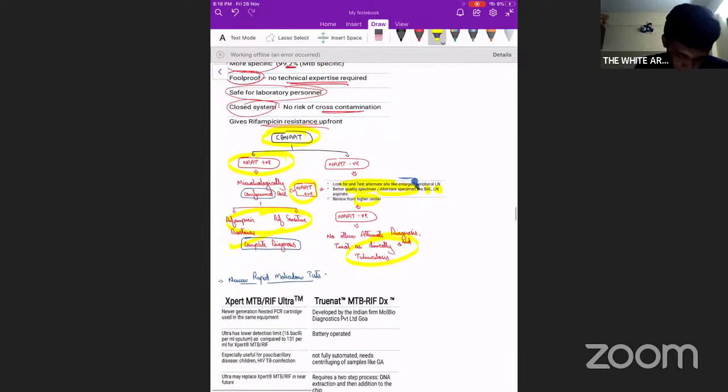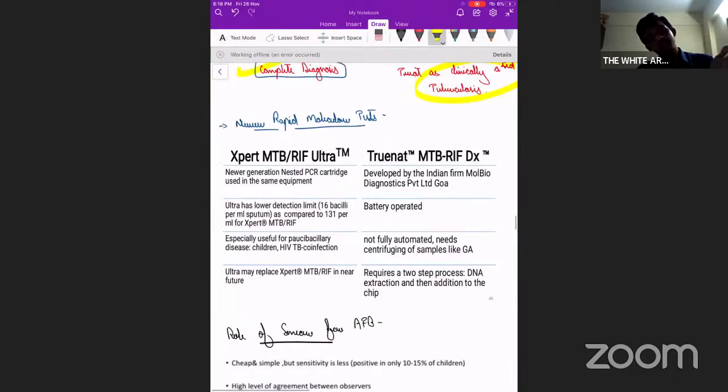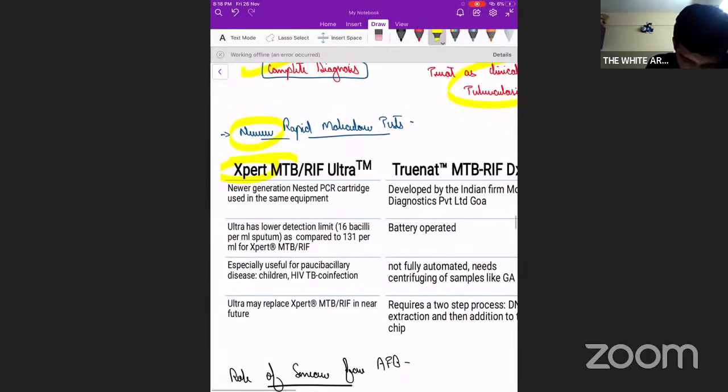Okay, now let's see a few of the recent advancements in this field. These are newer rapid molecular tests. So what are the two newer molecular tests? One is Xpert MTB/RIF Ultra. Okay, so what is this? This is a newer generation nested PCR cartridge.